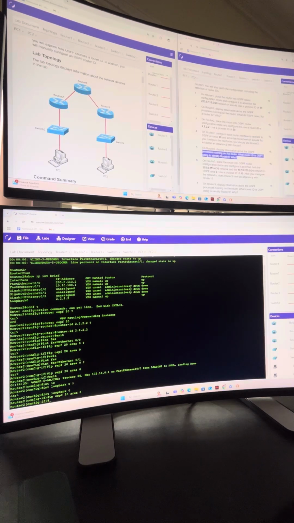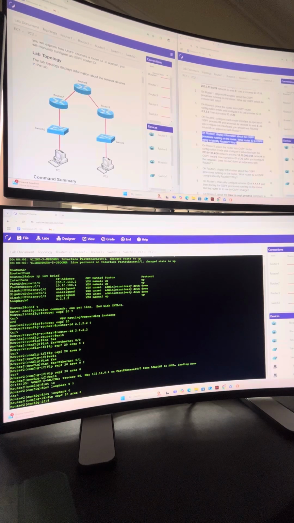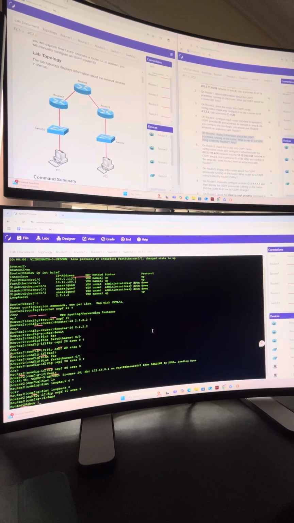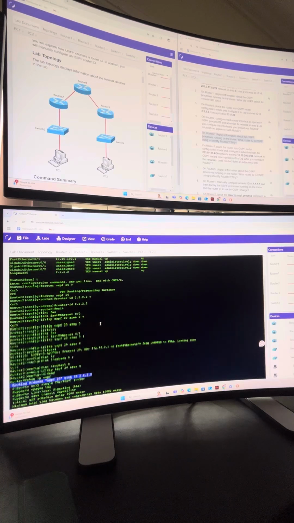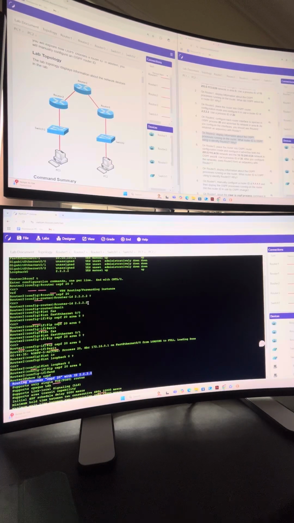So number 5, it says on router 2, display information about the OSPF processes running on the router. What router ID is OSPF using to identify router 2 and why? Well, it should be using the router ID that we configured, which is all 2s, but let's just confirm that. Let's do an end. Let's do a show IP OSPF. And yes, if we look at the output, we can see routing process OSPF 20 with an ID of all 2s.